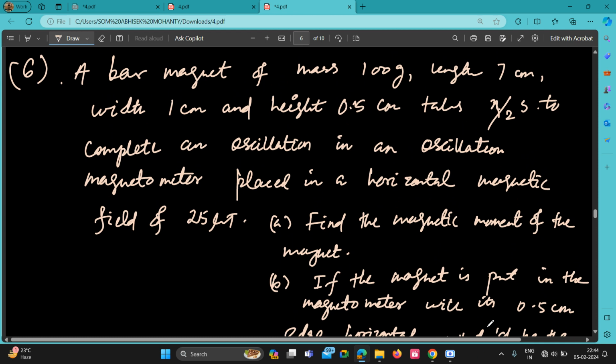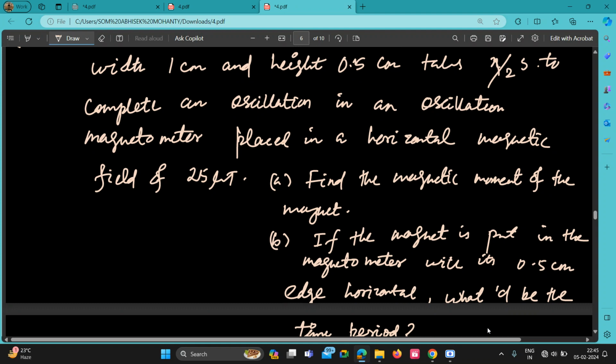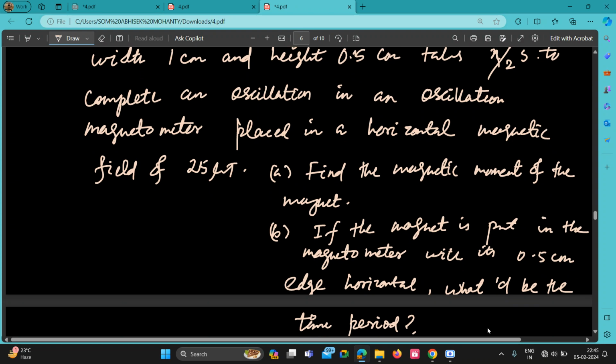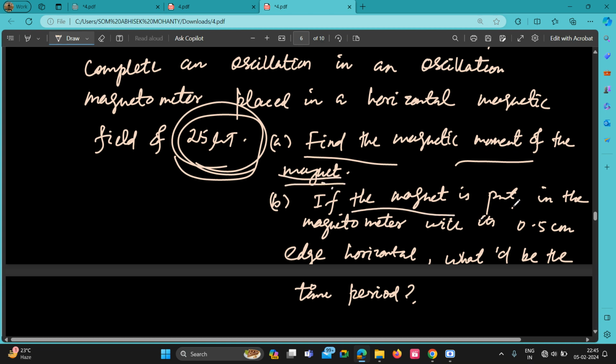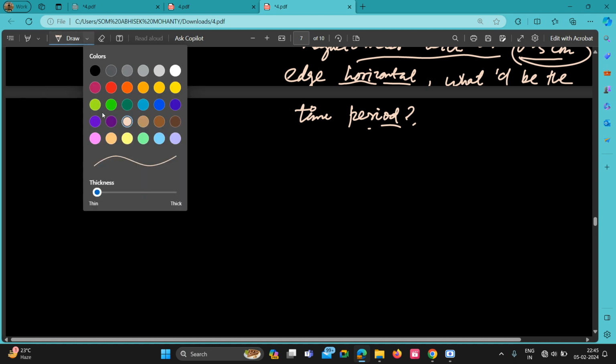A bar magnet of mass 100 gram, length 7 centimeter, width 1 centimeter, height 0.5 centimeter, takes 5/2 seconds to complete an oscillation in an oscillation magnetometer placed in a horizontal magnetic field of 25 microtesla. Find the magnetic moment of the magnet. If the magnet is put in the magnetometer with its 0.5 centimeter edge horizontal, what would be the time period? Alright, this is the question. Read the question twice, then try to solve it.